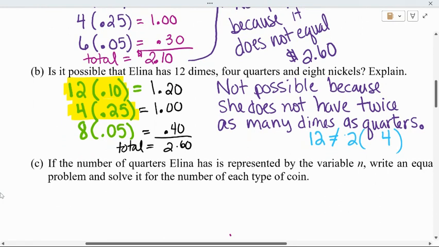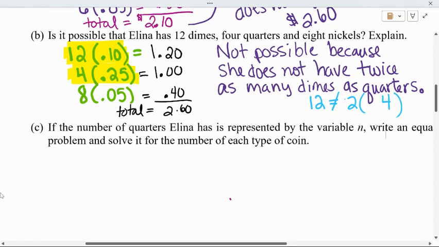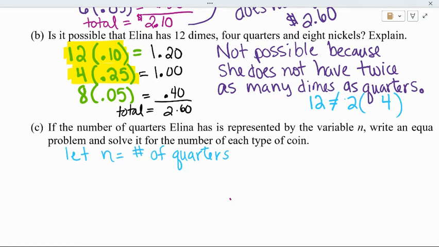So now in this part C, it says if the number of quarters Alina has is represented by the variable n, so we're going to let n equal the number of quarters. We have to set up an equation that's going to let us solve for each type of coin. I think that these are probably some of the most challenging questions because not only do you have to remember how much each coin is worth, the monetary or dollar value of each coin, but you also have to figure out how each coin is represented in terms of the variable.